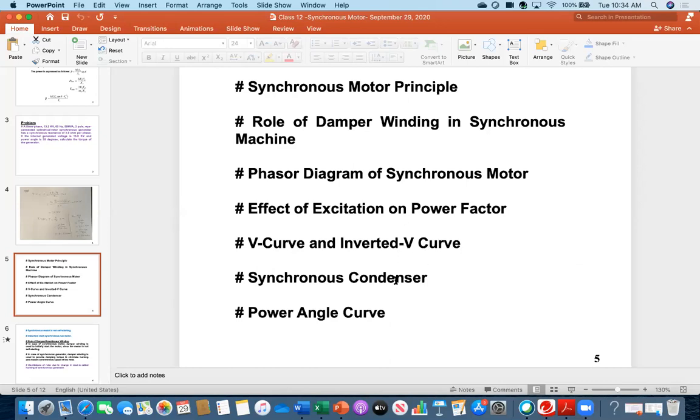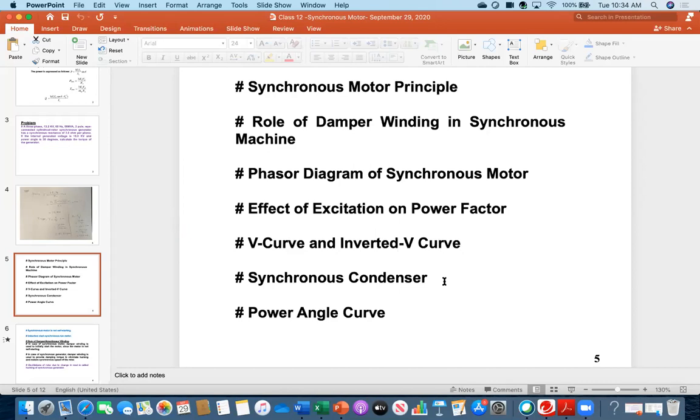I will show you. And then one pretty interesting thing you see, synchronous condenser. Synchronous condenser, the meaning of condenser is capacitor. Capacitor, meaning that a synchronous motor can work as a perfect capacitor. You know that in case of the capacitor, current leads voltage by 90 degrees, and that's how it is able to provide the reactive power.